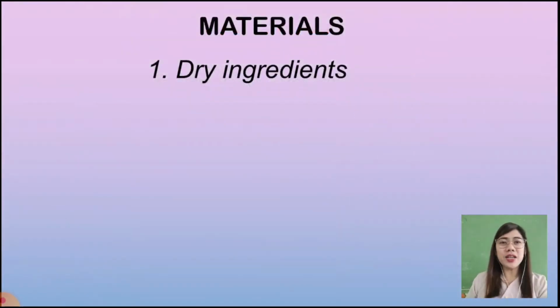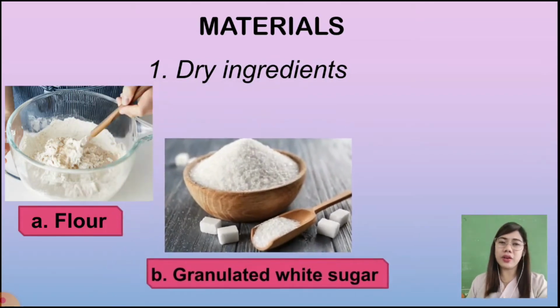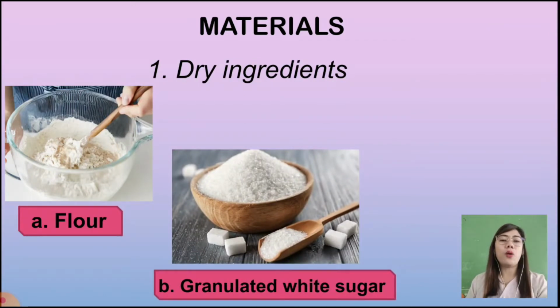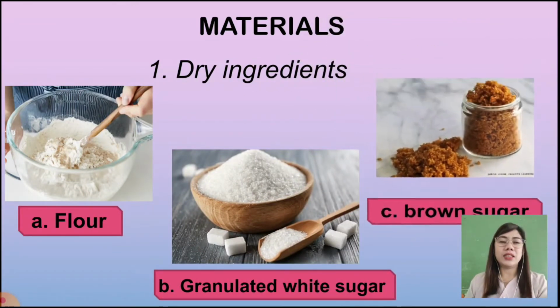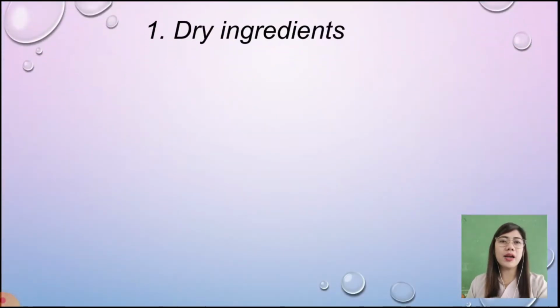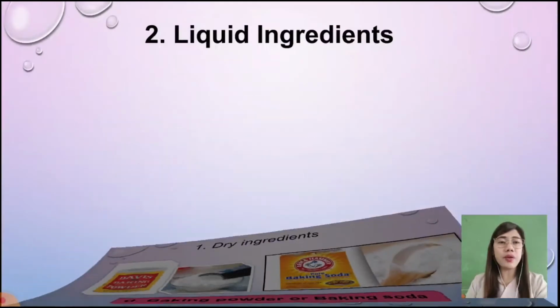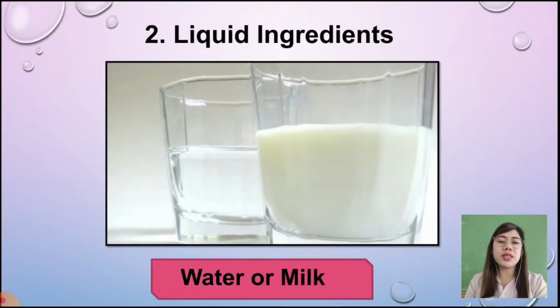Okay? So first, these are the materials that we need to use. In measuring dry ingredients, we will use the flour, or what we call the harina. The second ingredient is the granulated white sugar. The third one is the brown sugar. And other ingredients are the baking powder or the baking soda. The next one, for our liquid ingredients, we will use the water or the milk.